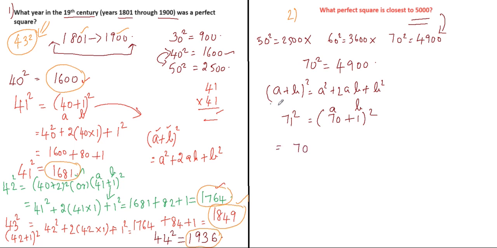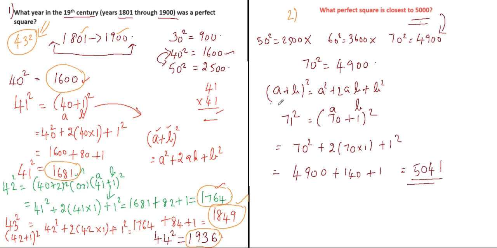Let me do the formula. So it is going to be 70 square plus 2 into 70 into 1 plus 1 square. So we know that 70 square is 4900, plus 140, plus 1. Okay. So let me just add this. It becomes 5041. So the answer to this is going to be 5041.